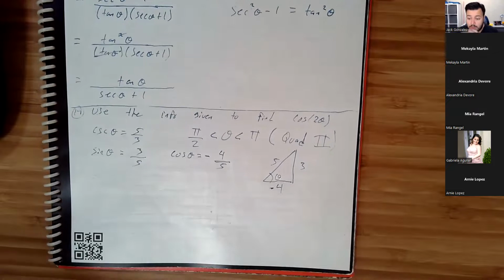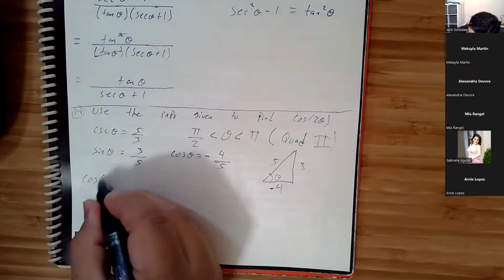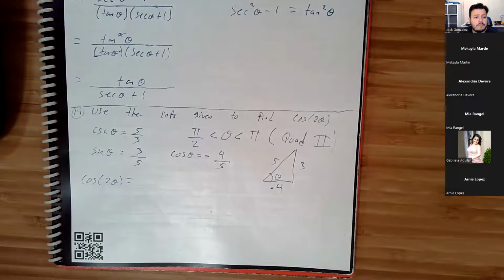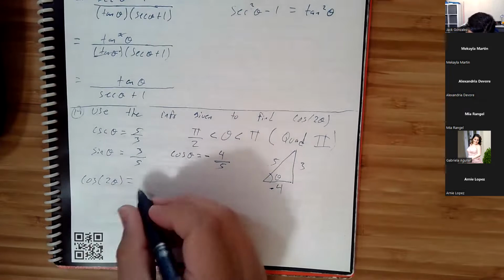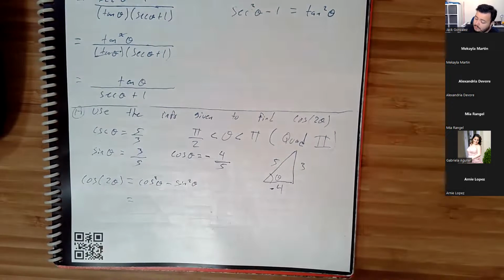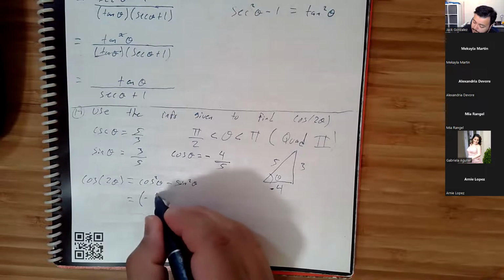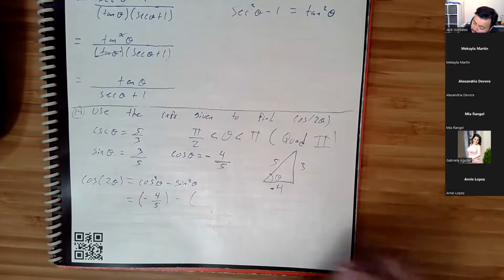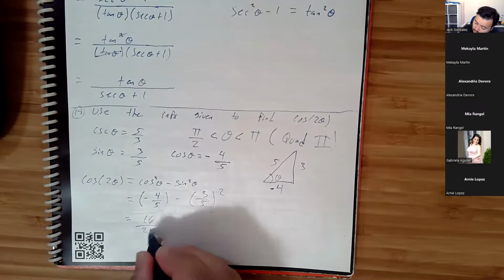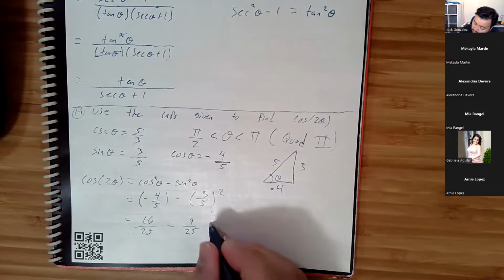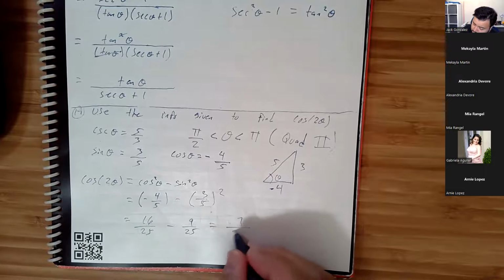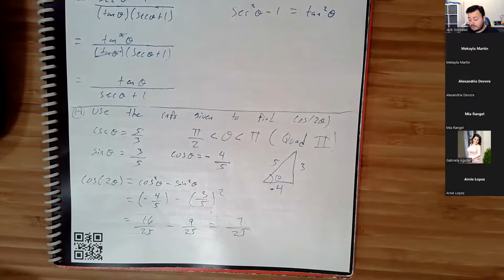All right. So now cosine 2 theta, use your formulas. I don't remember them. I think it was, yeah, could do this one. Cosine squared theta minus sine squared theta. There's cosine. There's sine. So that'll be 16/25 minus 9/25, which is, what is that? 7/25.